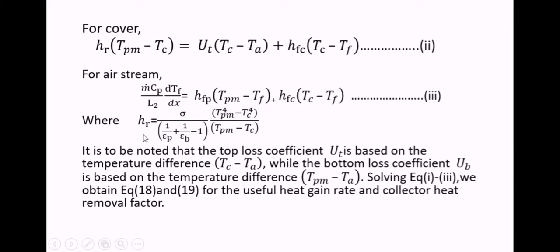In this, HR is equal to sigma divided by 1 by epsilon P plus 1 by epsilon B minus 1, into TPM raised to 4 minus TC raised to 4, divided by TPM minus TC. It is to be noted that the top loss coefficient UT is based on the temperature difference TC minus TA, while the bottom loss coefficient UB is based on the temperature difference TPM minus TA. Then solving these equations 1 to 3, we obtain equations 18 and 19 for the useful heat gain rate and collector heat removal factor.